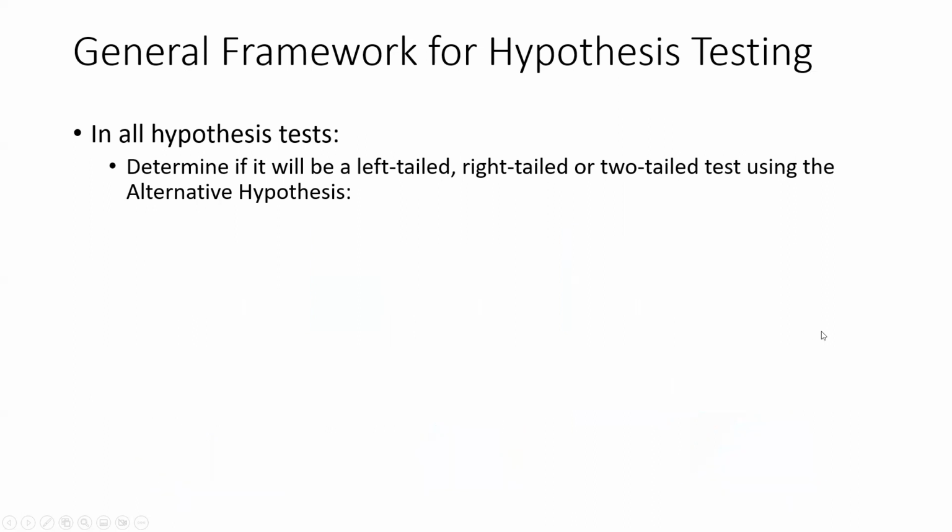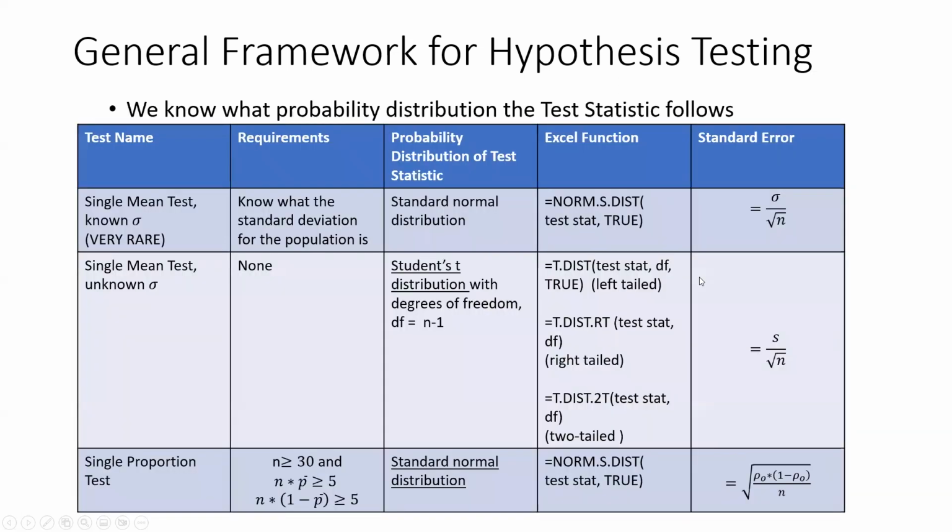And I just want to remind you that on the previous slide, I showed you that for a single mean test with an unknown sigma, you are able to use a different function in Excel for each one of those tests. So if it's a left-tailed test, you use T.DIST. If it's a right-tailed test, you can directly put in the test statistic and the degrees of freedom and get the right-tailed probability. And if it's a two-tailed test, you can use T.DIST.2T and get the two-tailed probability in the tails.